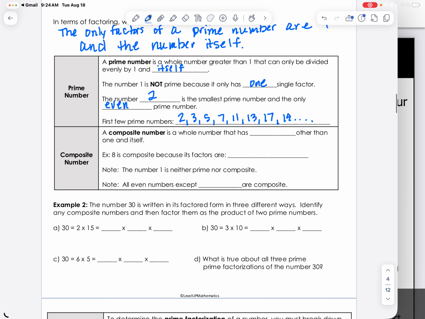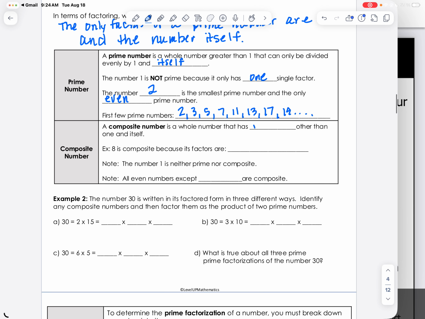Now, a composite number is a whole number that has factors other than 1 and itself. For example, 8 is a composite number because you can get 8 from 1 times 8 or 2 times 4. So it has factors other than 1 and itself. The number 1 is neither prime nor composite. Note, all even numbers except 2 are composite numbers.